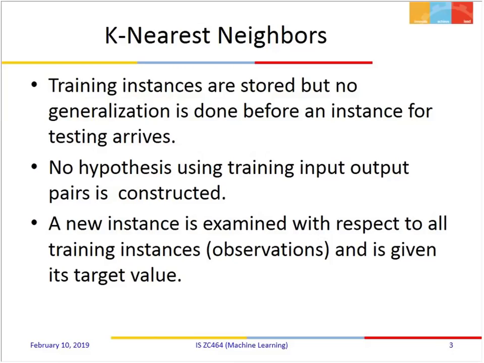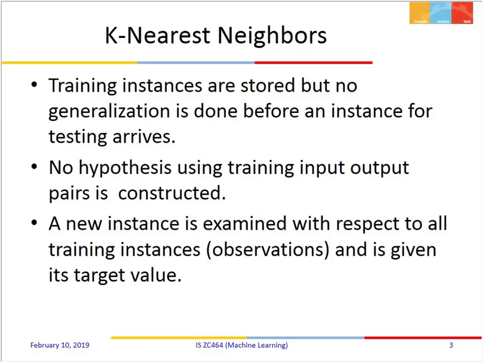So training instances are stored, but no generalization is done before an instance of testing data arrives. So here you will see that k nearest neighbor is actually not training itself. It is not training any classifier, while whenever there is a testing required, it takes into account all data instances which are there, and tries to check the proximity of the test data to one of those training data, and then correspondingly tries to associate the label for this test data.